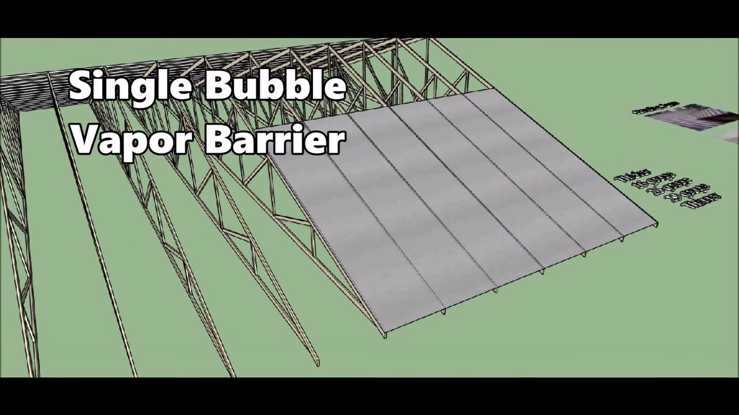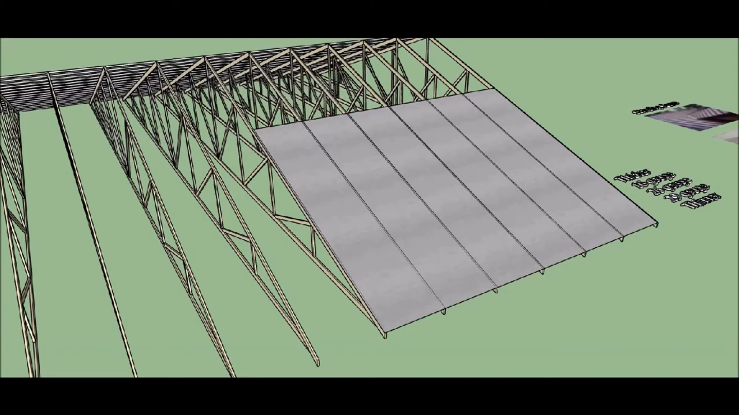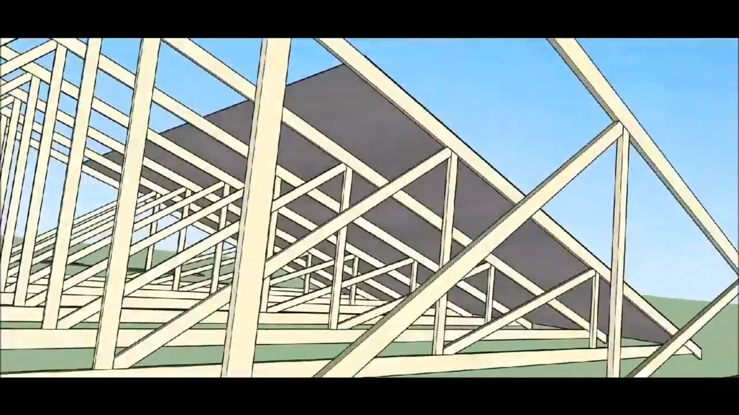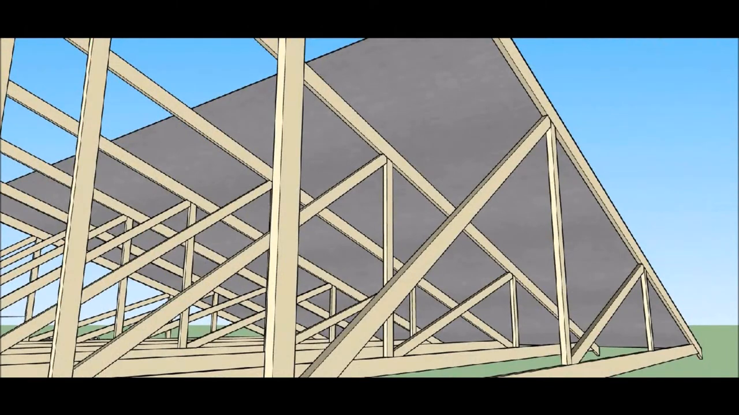Similar to house wrap, vapor barrier is placed on the roof to stop condensation on the bottom of the metal roof panels from dripping into your building. It looks like bubble wrap and is reflective foil on the top and white vinyl on the inside. It is placed on top of the purlins just before installing the metal roof panels.